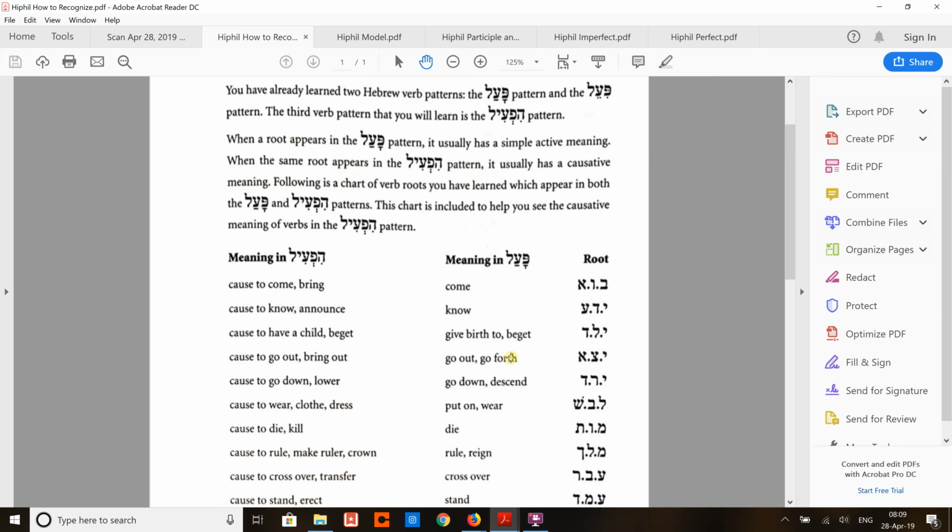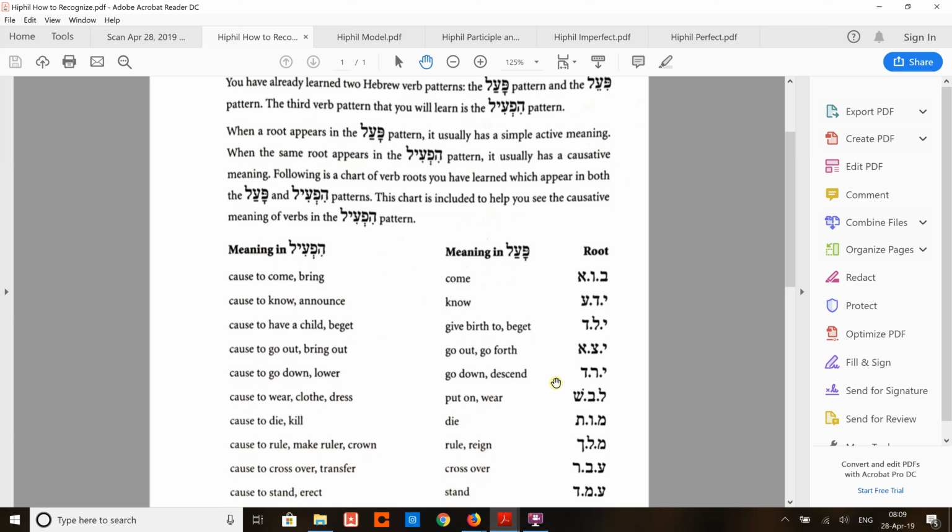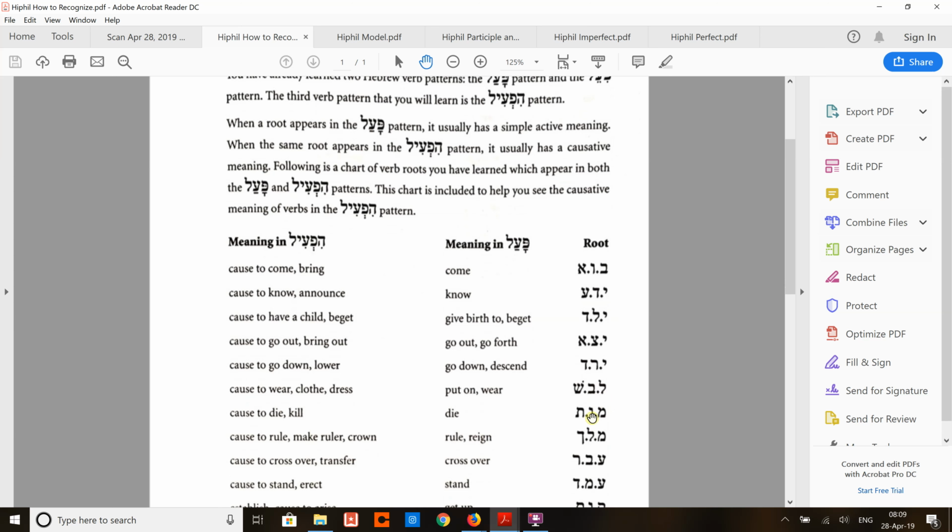So let's see. Let's try another one. Oh yeah, let's try the word for die. Mem vav tav. In the pa'al, this would mean he died, something like that. In the hif'il, he caused to die or he killed. I chose that one as an example because you can kind of see the distinctions quite well.